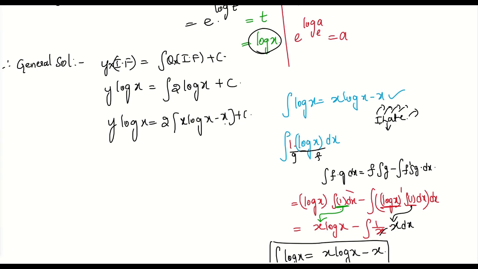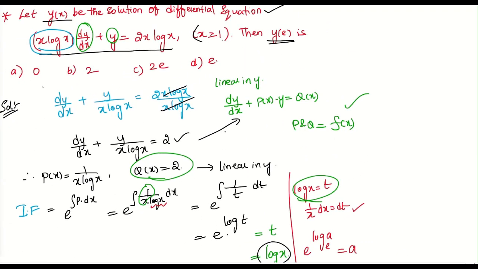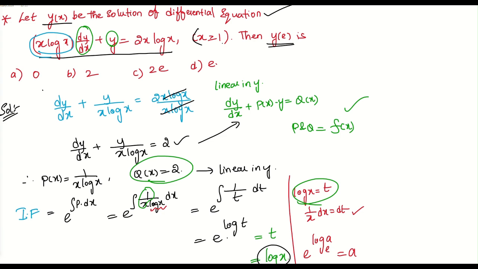Is it okay? Any doubts? Yeah, this is what we are getting. This is plus c here. Is it clear? Fine. So now what is our final solution? I can make it as, okay, fine, this is our final solution. But if you look into the question, what they are asking is the value of y of e here. Is it clear?